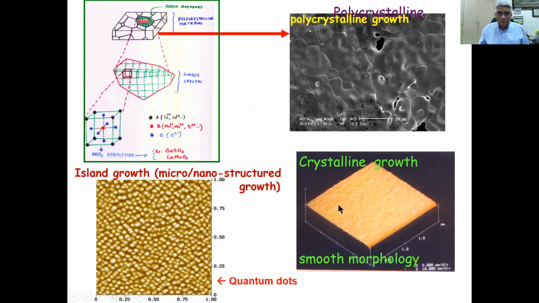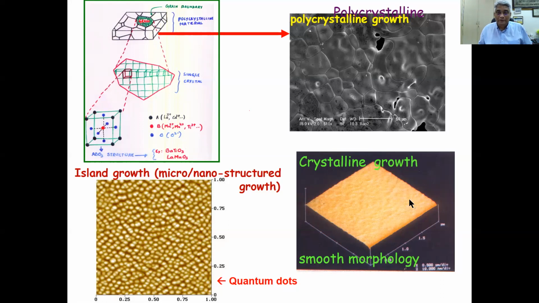If you don't see the formation of these kinds of grains and grain boundaries, then you know that the thin film could be single crystalline. And if it gives a very smooth microstructure, with surface roughness of just a few angstroms, you know that you have a single crystalline growth. But again, we can't conclude many things.